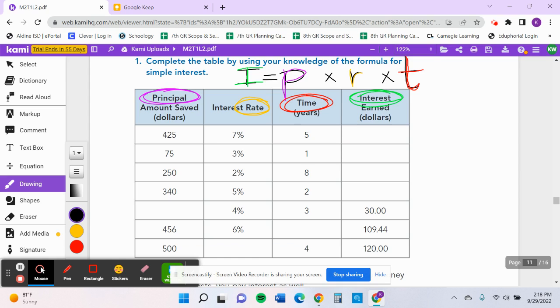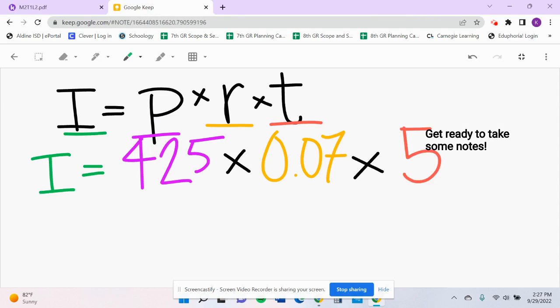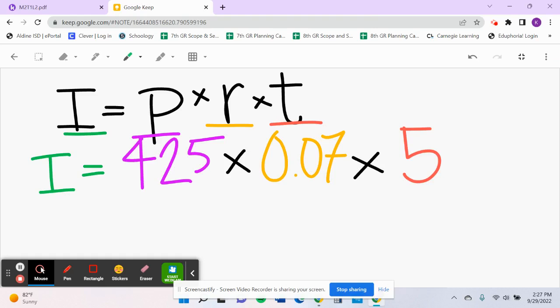So to get you guys started, I'm going to show you how I would complete and find the interest for the first row. If I were you, I'd get this down in your notes as I am writing. All right, so let's get started. As you can see, I've already written down my formula and I've identified and filled in the values for each of those variables. I've also color coded it for you. Now to solve, all you're doing is multiplying. That's the only operation in this problem here.